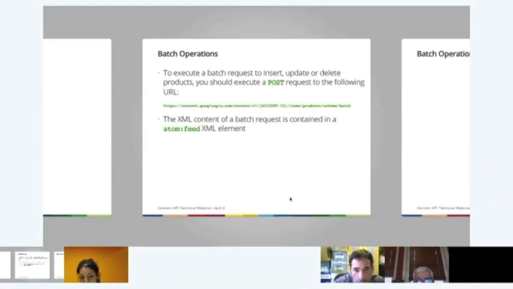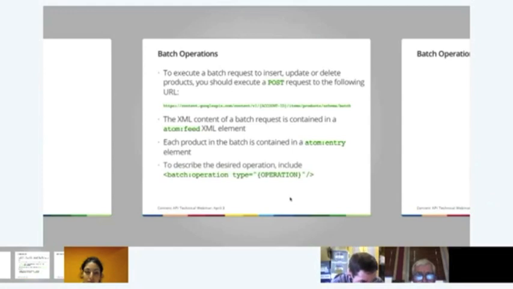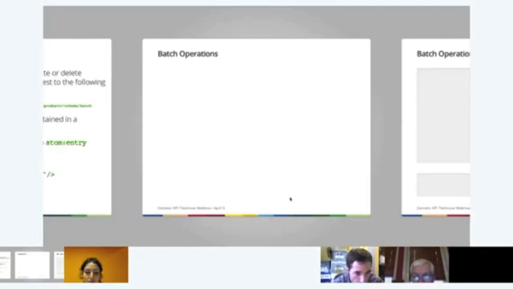But enough of that. What you're going to send in a batch request is the same thing you received when you got all your products, and that is an Atom feed XML element. The products in that feed element are going to be a list of Atom entries. In order to include them in a batch request, you need to include a batch operation. So for the inserts, batch operation type equals insert. For the deletes, batch operation type equals delete, etc. You get it, right?